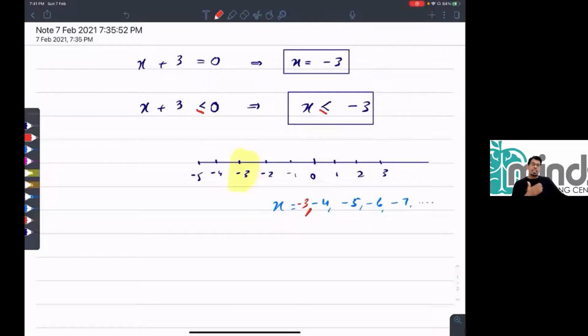When I say x is less than minus 3, minus 3 is not part of the solution. When I say x is less than or equal to minus 3, minus 3 is part of the solution. How many of you are actually getting it? Okay, that's great. All of you are getting it.